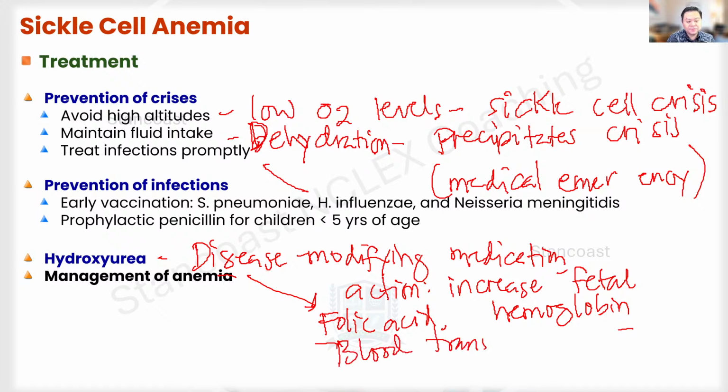Blood transfusion. When the patient is in severe anemia, or there are symptoms of severe anemia, then we definitely need to administer the blood product in order to prevent complications like stroke or acute chest syndrome.